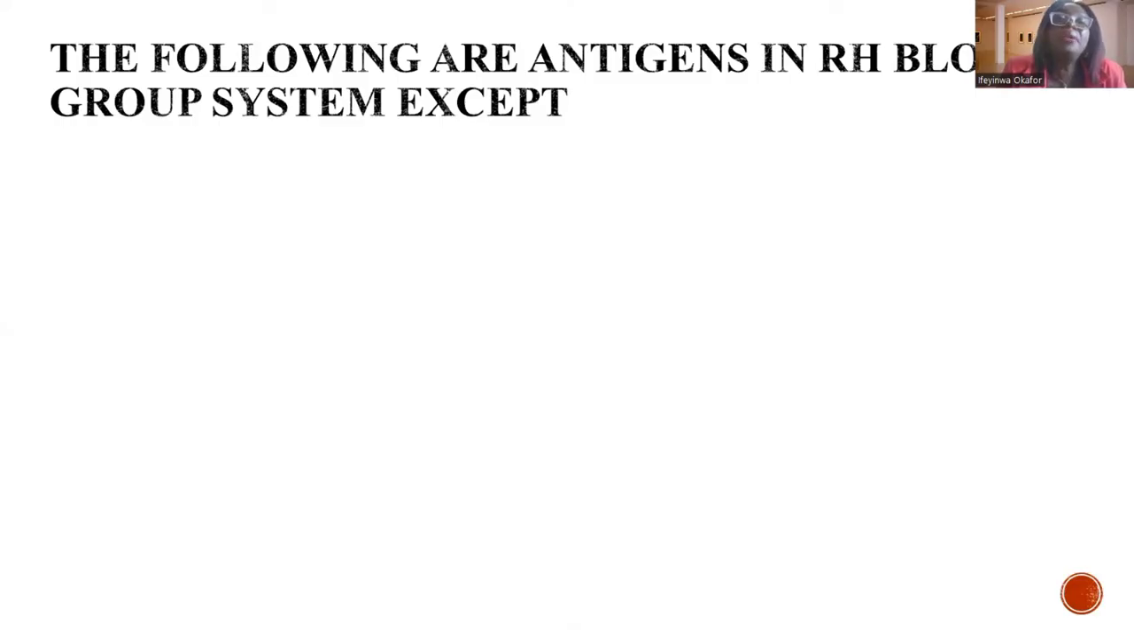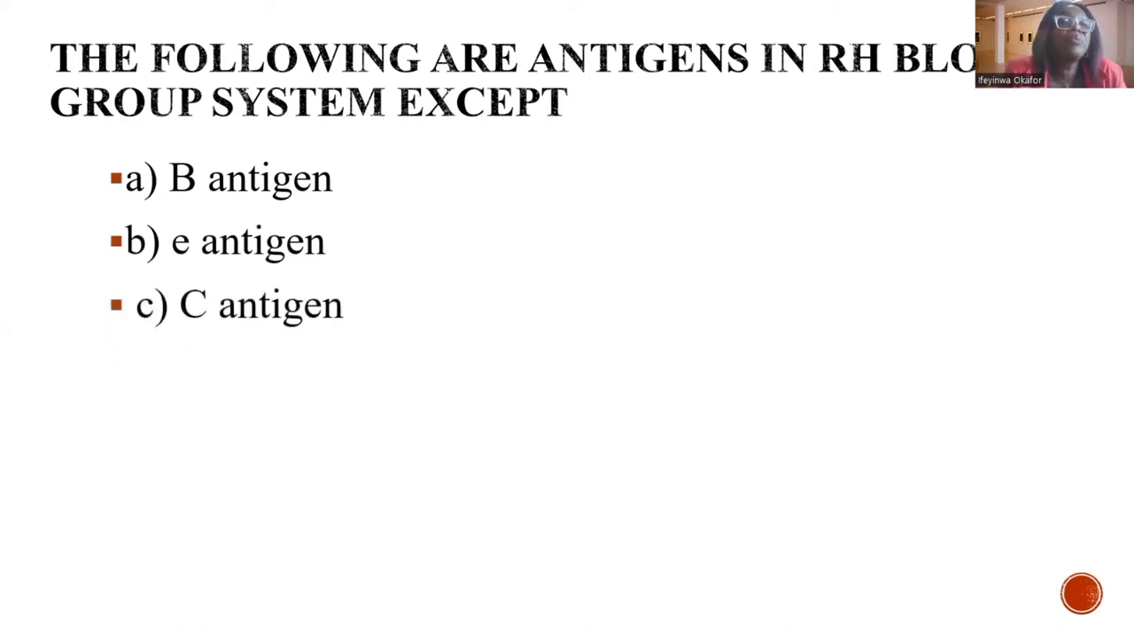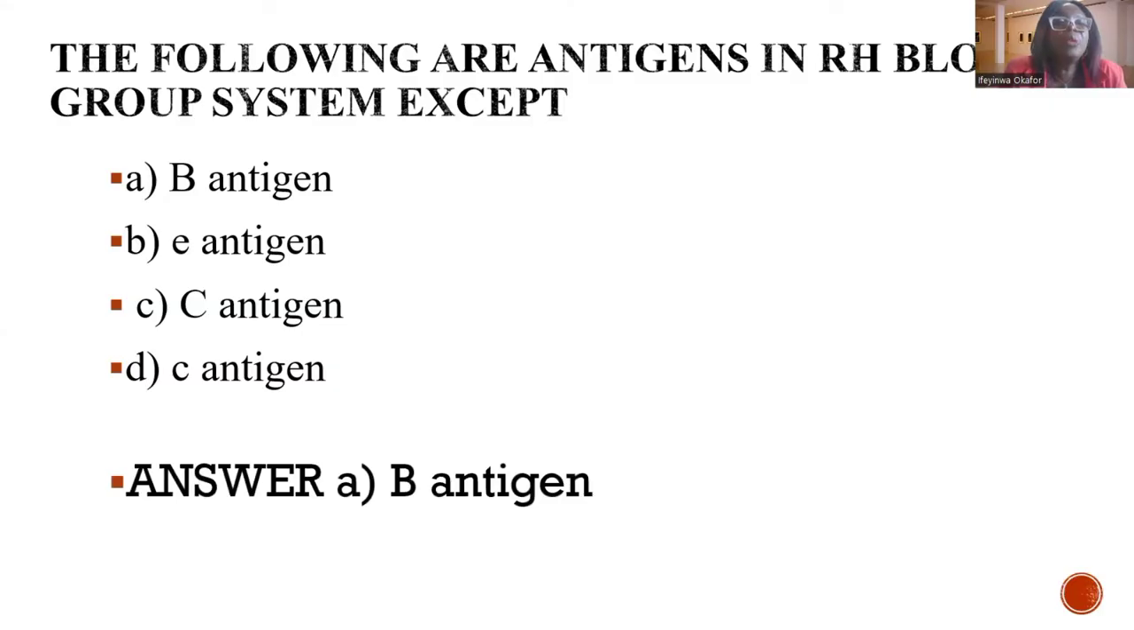The following are antigens in RH blood group system, except: B antigen, little e antigen, big C antigen, little c antigen. Answer, B antigen. The B antigen is not one of the antigens present in the RH blood group system. Little e, little c, and big C antigens are present, but B antigen is found in the ABO blood group system. Okay?